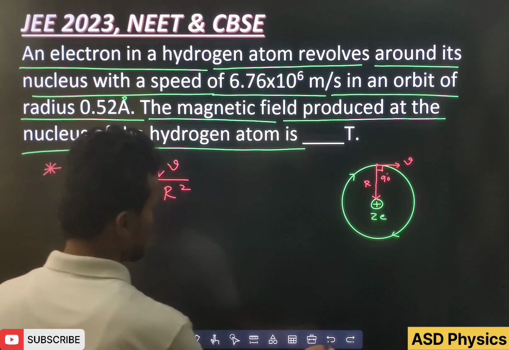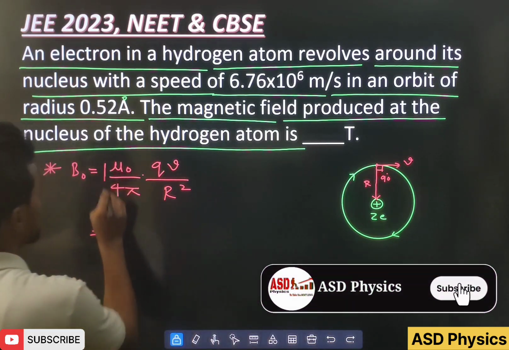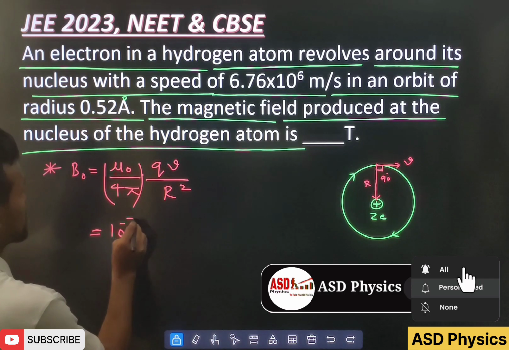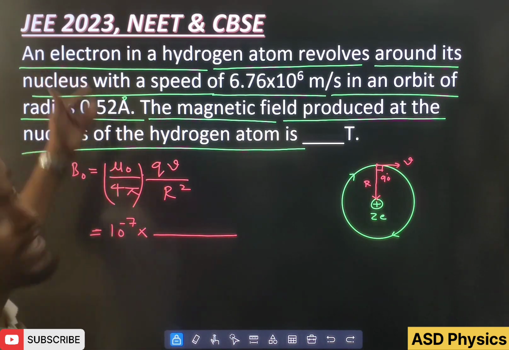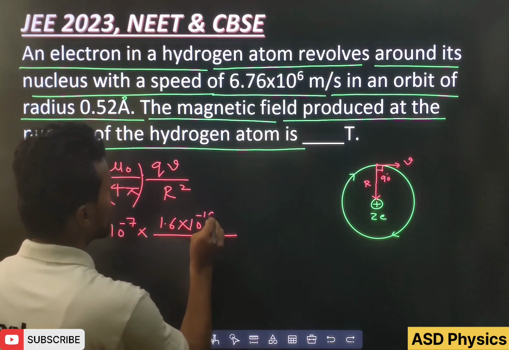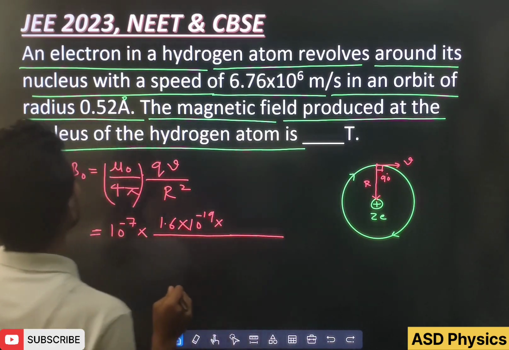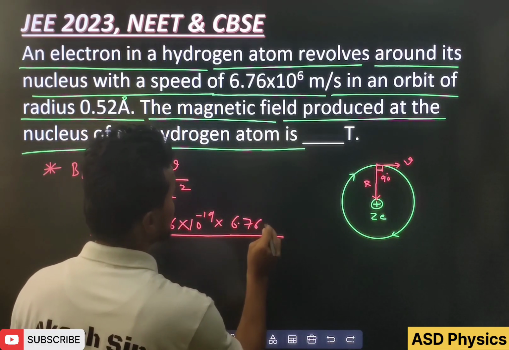Now mu naught by 4 pi will come as 10 to the power minus 7. Q value, what is given? Electron is given, that means 1.6 into 10 to the power minus 19. Speed, how much is given here? 6.76 into 10 to the power 6.